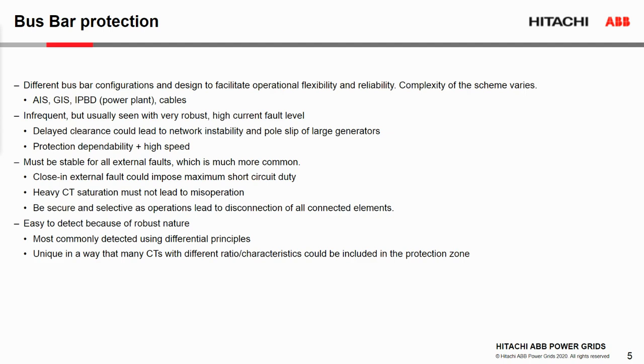And protection needs to be very dependable, needs to clear the fault at high speed, and needs to be reliable as well. It must be stable for all external faults, because external faults on the busbar are much more common. Clearing an external fault could impose the maximum short circuit duty, simulating an internal fault, which in return could cause heavy CT saturation. However, CT saturation can result in differential current measurement by the busbar protection, and such saturation must not lead to misoperation. Therefore, the busbar protection scheme must be designed to be secure and selective, as any misoperation could lead to a disconnection of all connected elements.